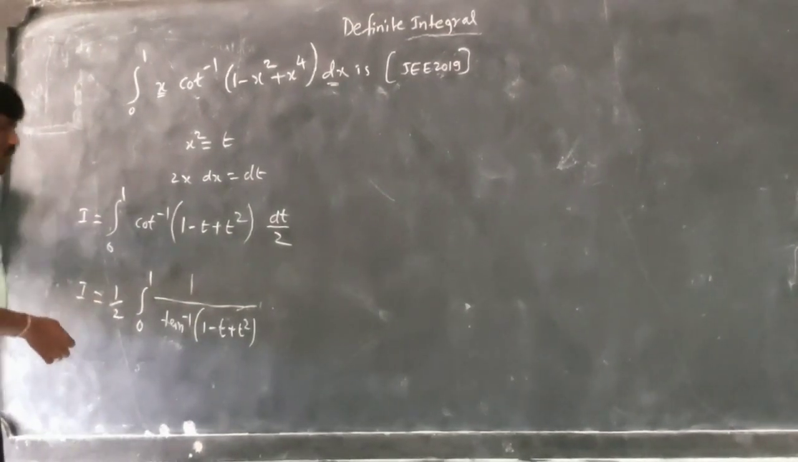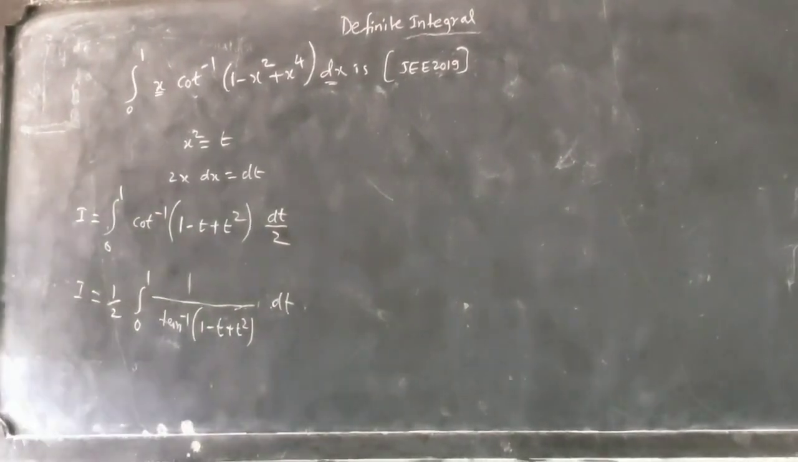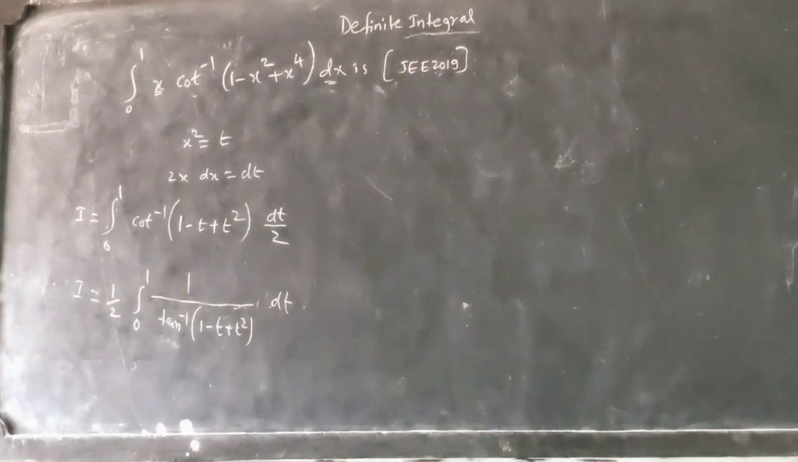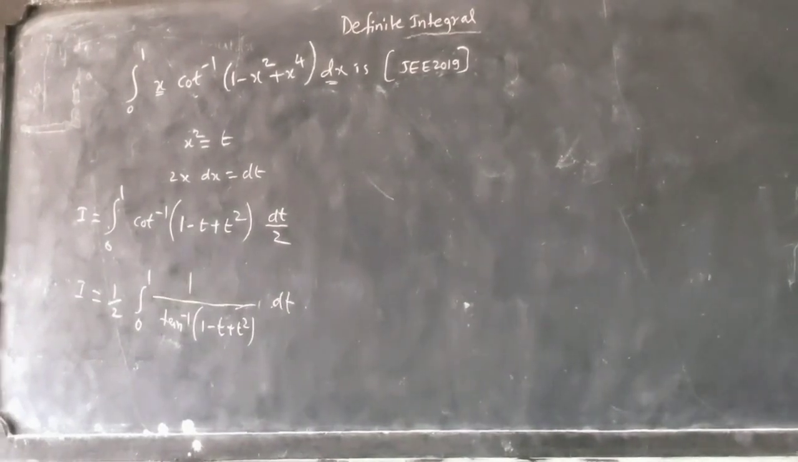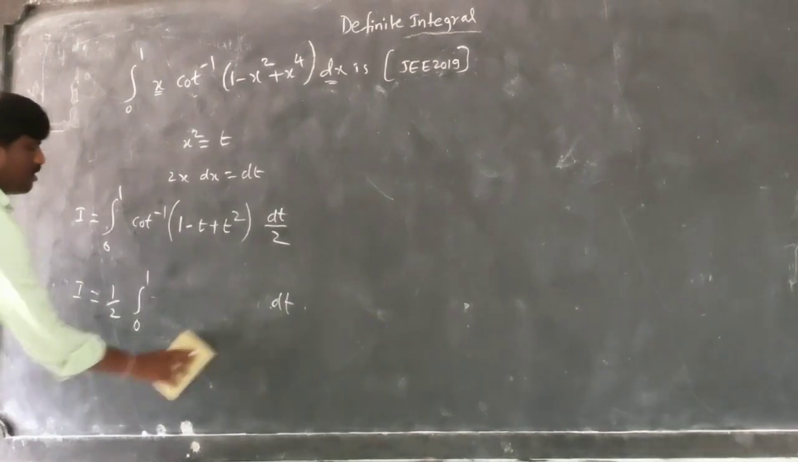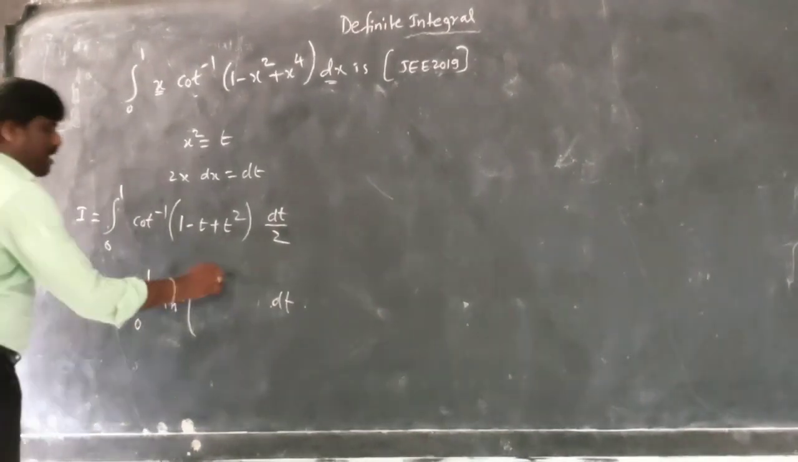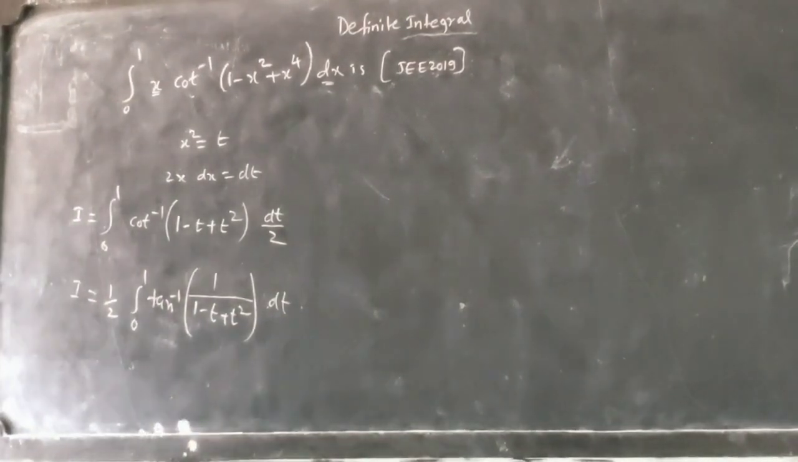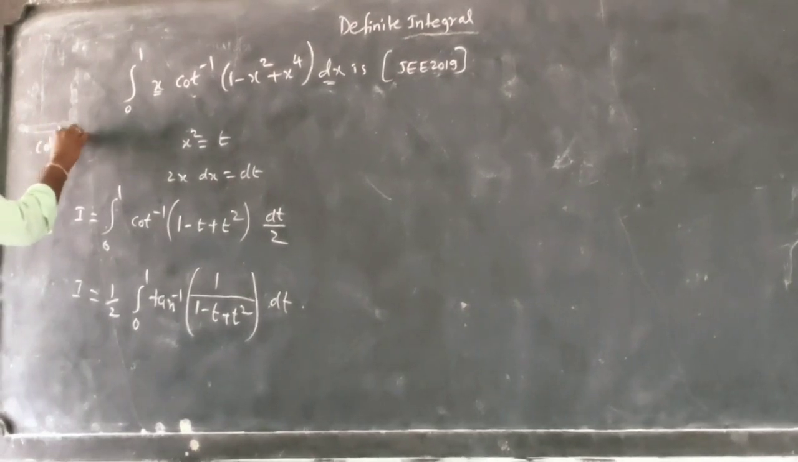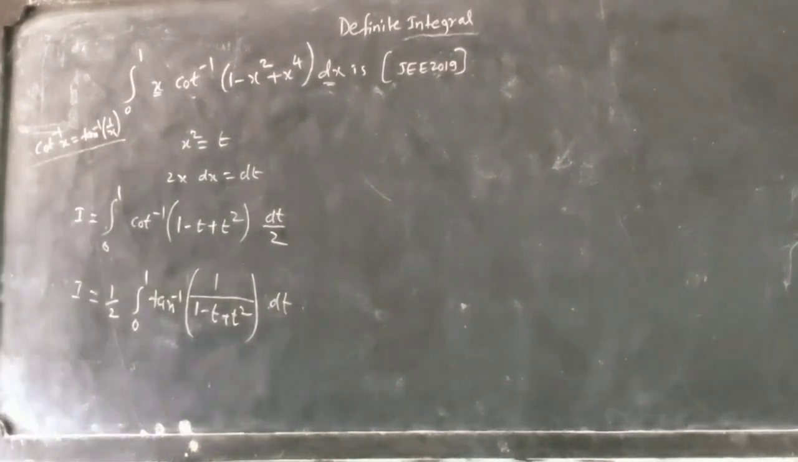According to the rules I have told you already in inverse trigonometry, cot inverse x is equal to tan inverse 1 by x. So we can write this as tan inverse 1 upon 1 minus t plus t square dt. This is what it becomes. The formula you have is cot inverse x equals tan inverse 1 by x, from inverse trigonometry.